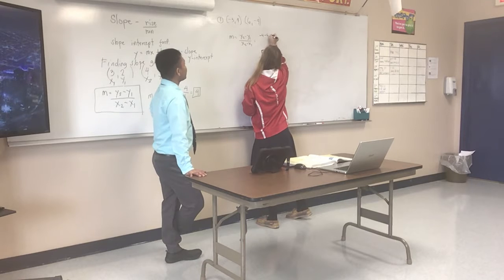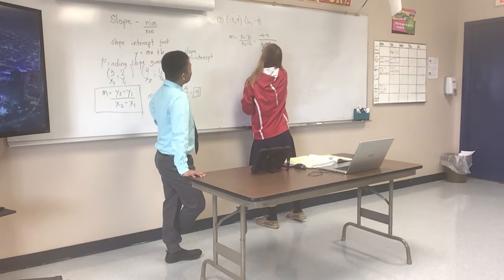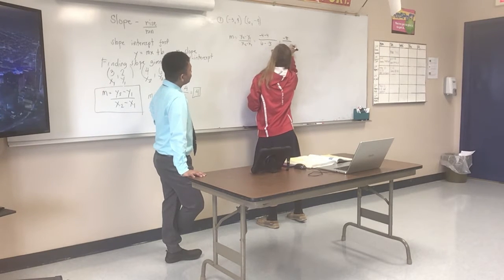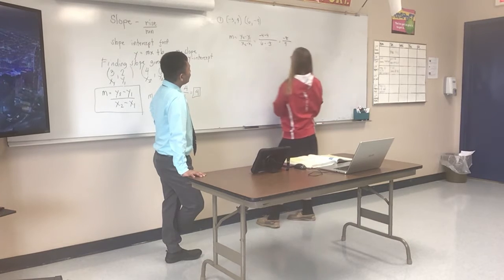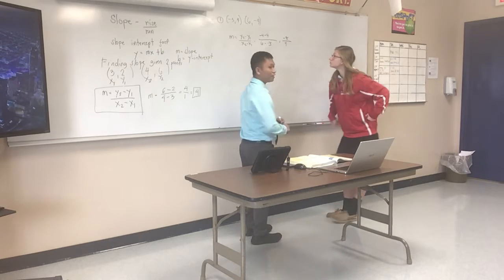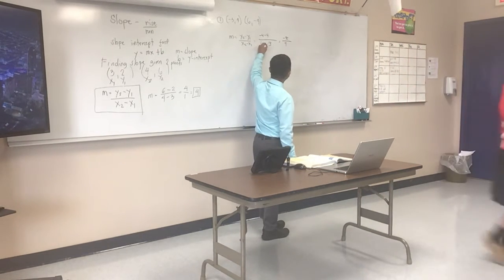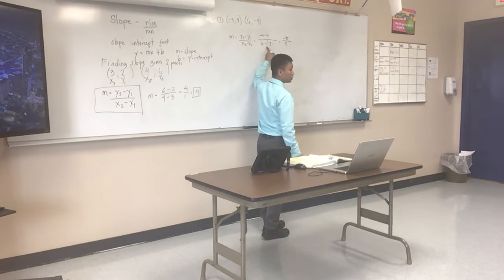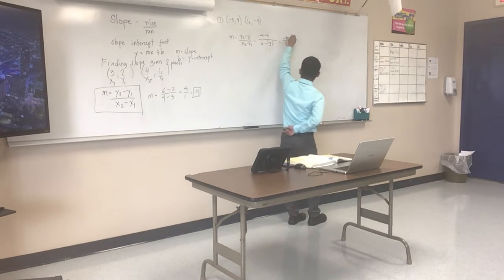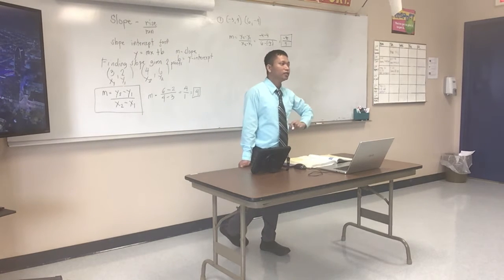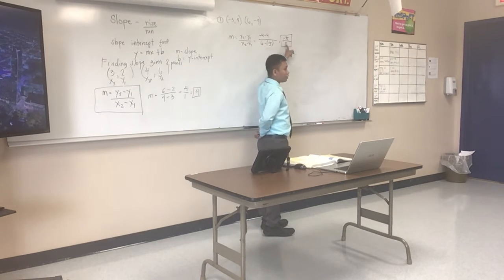So what would be your y sub 2? Negative 4. Y sub 1 is 4. Okay, so that would be negative 8 over 9. If we have a negative here and minus, you can just put parentheses. So our slope here is negative 8 over 9. What is our rise here, negative 8 or 9? Negative 8. Our run is 9.